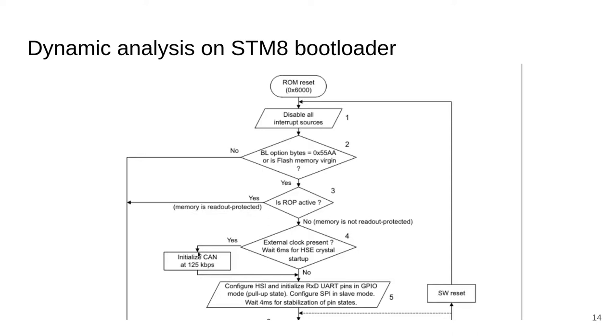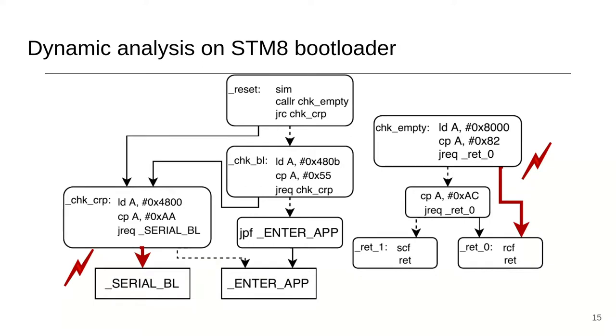So we dumped the bootloader, and in the bootloader binary, this looks like this. First of all, it calls the check empty subfunction, which checks the first byte in flash, whether it's 0x82 or 0xAC. If that is the case, then the chip is not empty. And if that's not the case, vice versa. Then either it jumps into the check ROP basic block, which then checks whether the readout protection byte is set or cleared.